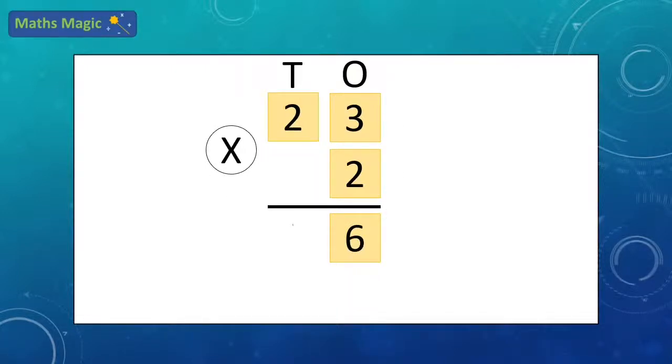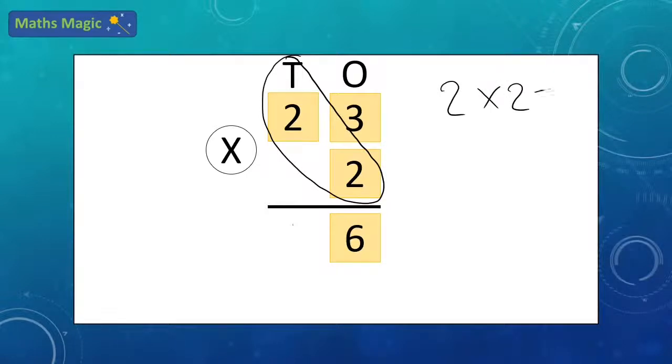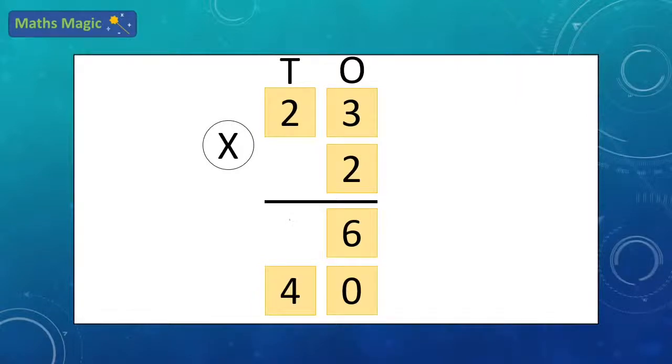Next, we look at our 10s and our number we're multiplying by, which is slightly different than the other methods. So our new calculation is 20 multiplied by 2. We can do this by doing 2 multiplied by 2 equals 4, and then multiplying that number by 10. So 4 multiplied by 10 equals 40. We place that number underneath our first answer. So we've got the answer 6 and the answer 40.